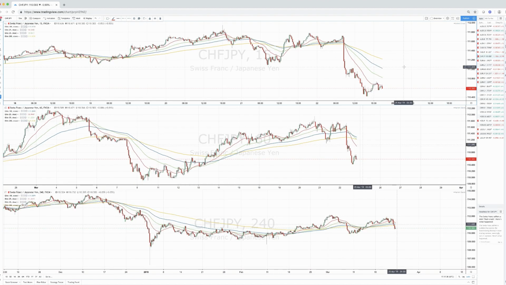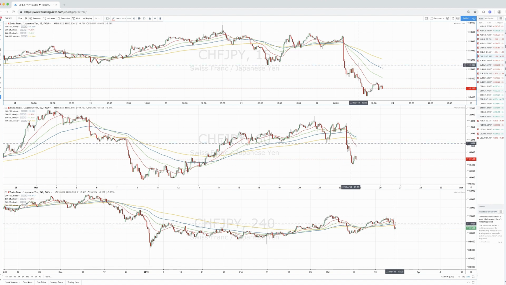If we move on to the franc yen, the franc yen is way, way, way below the previous level of support, which is this guy over here, which means that to expect the market to travel all the way back there may be a little bit unrealistic. If it does go back there, that's fantastic. We can play that like we played the CAD yen.